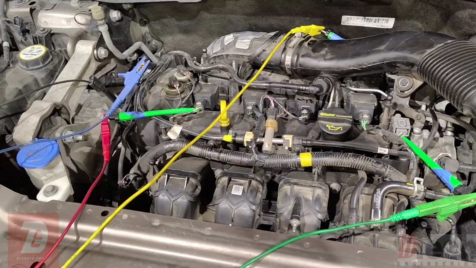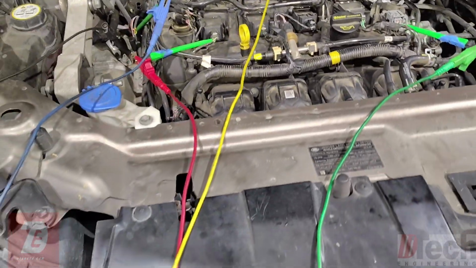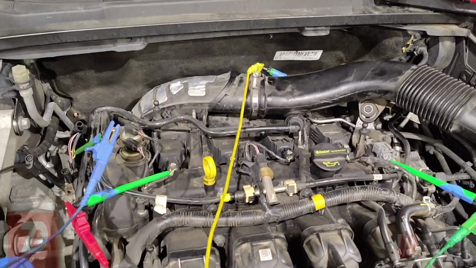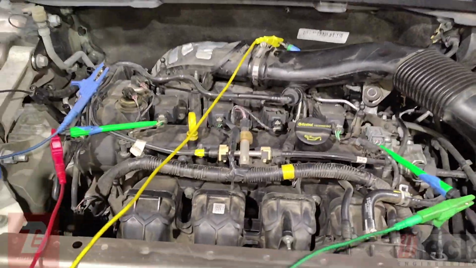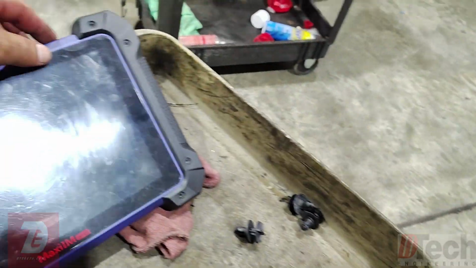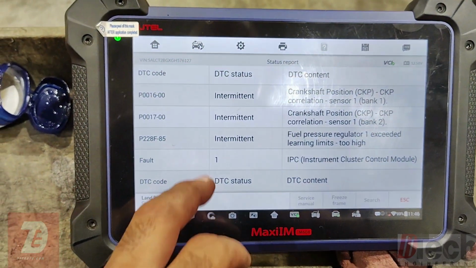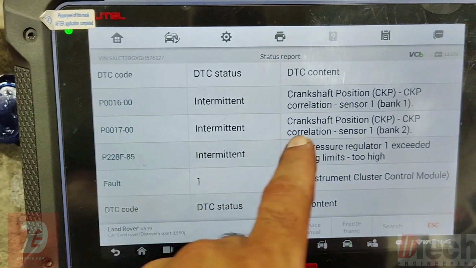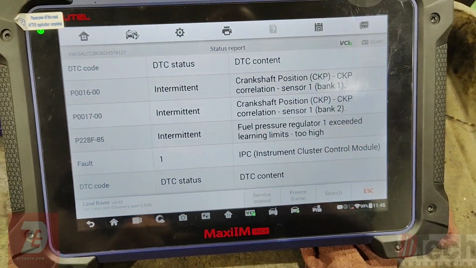The best way to verify if they are truly out of time is to check your cam crank signals and compare them to a known good. The actual trouble codes are related to cam crank signals. So it's a P0016, P0017, crankshaft correlation, and same thing.